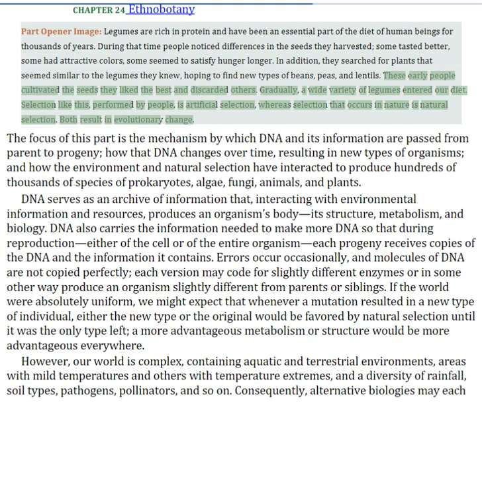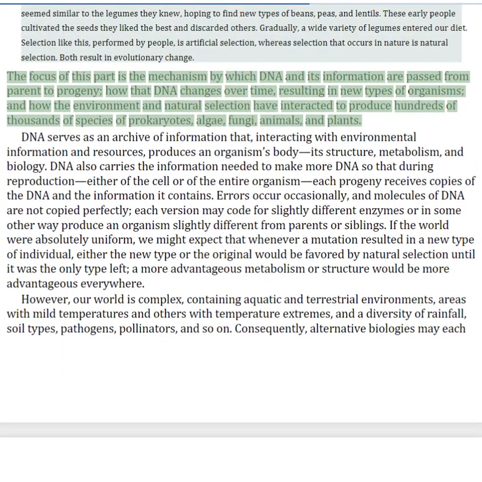Selection like this, performed by people, is artificial selection, whereas selection that occurs in nature is natural selection. Both result in evolutionary change. The focus of this part is the mechanism by which DNA and its information are passed from parent to progeny, how that DNA changes over time, resulting in new types of organisms, and how the environment and natural selection have interacted to produce hundreds of thousands of species of prokaryotes, algae, fungi, animals, and plants.